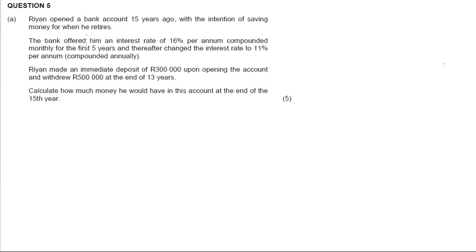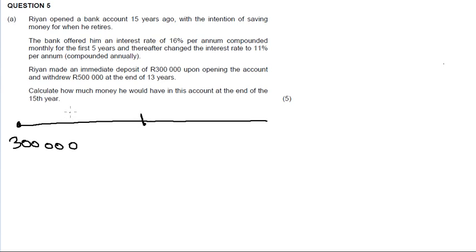So since the interest rate changes, we can best do this on a timeline. And so the initial amount he deposited was 300,000. And for the first 5 years, the interest rate was 16% per annum, compounded monthly. Thereafter, the interest rate changed to 11% per annum, compounded annually, and that'll take me to the end of the timeline, which is 15 years.